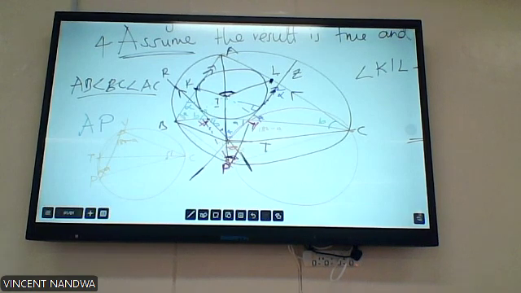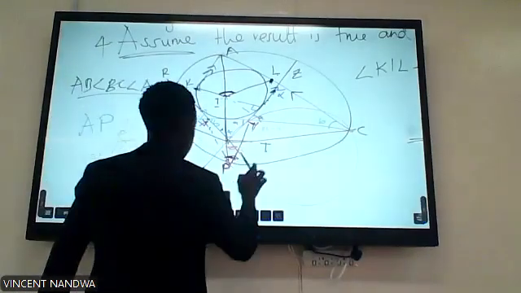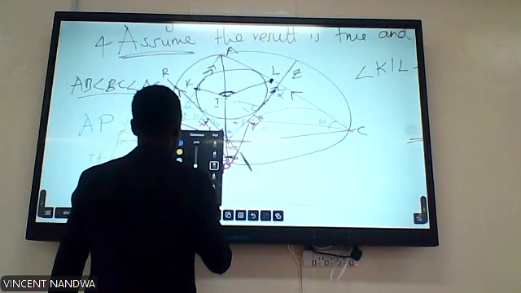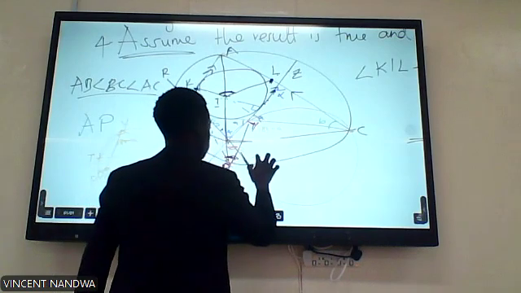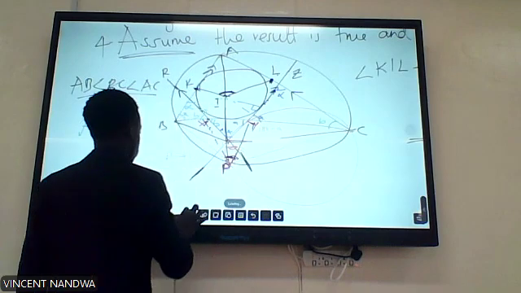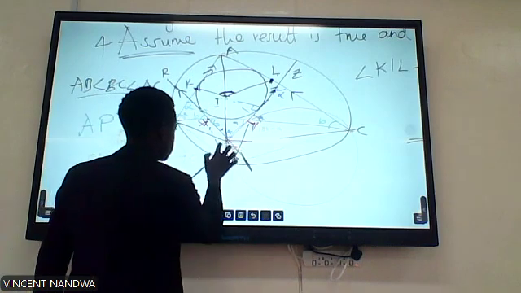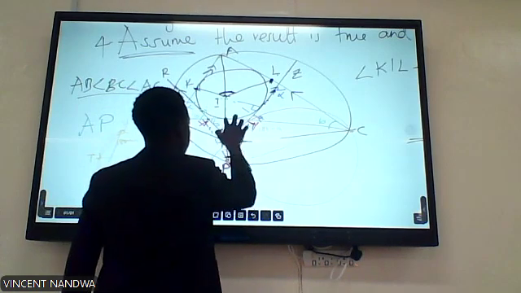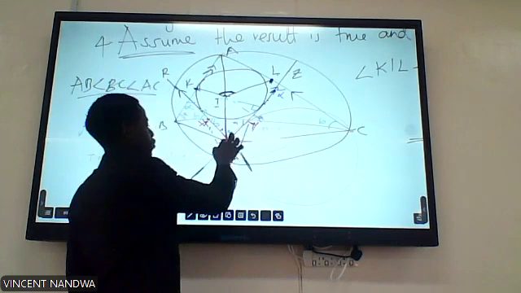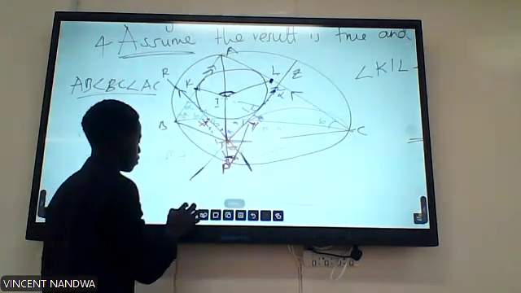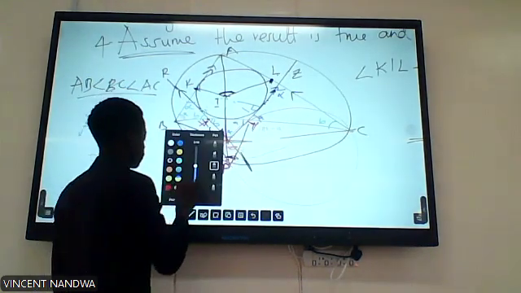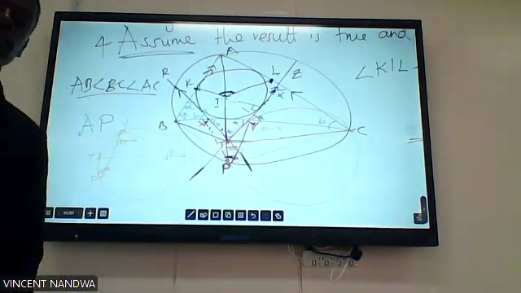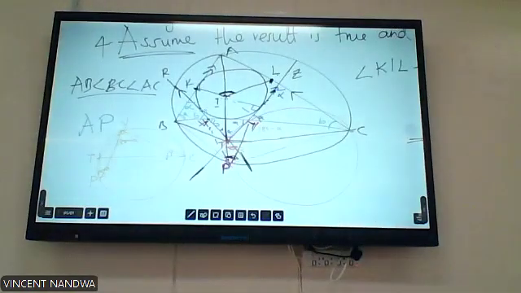Let me clarify. Point T is here. This point of concurrence between this one. Yes, that's point T. Okay, so that's that.